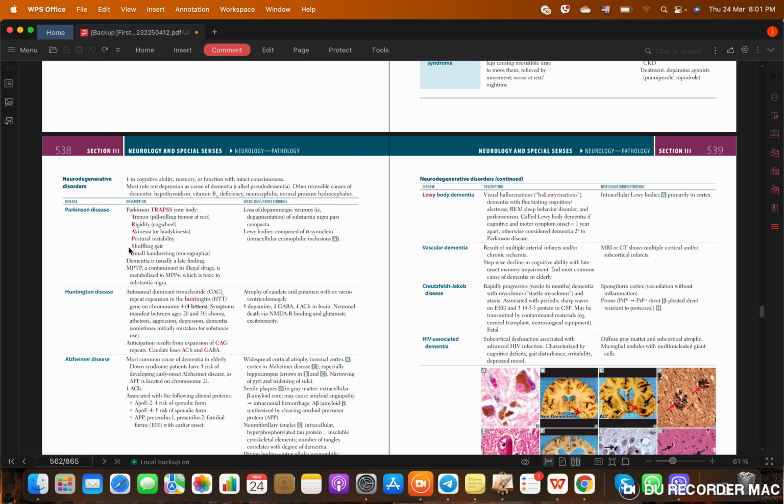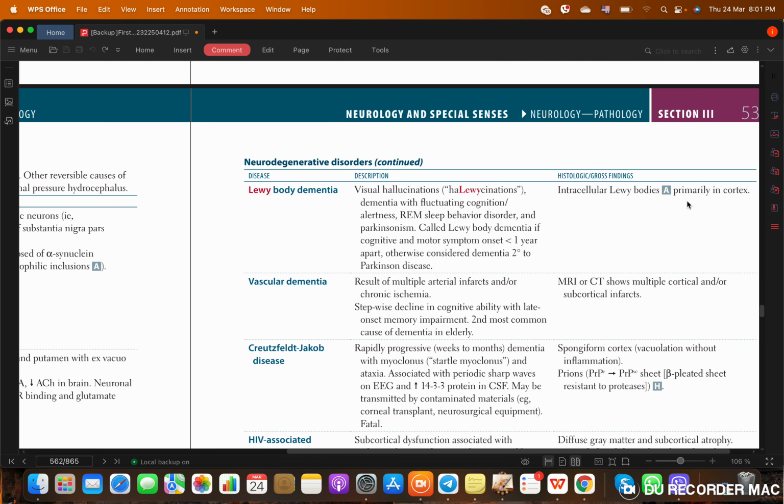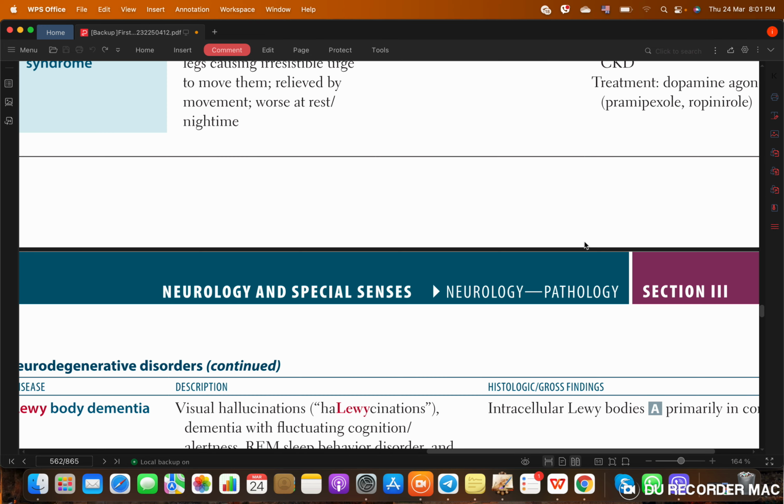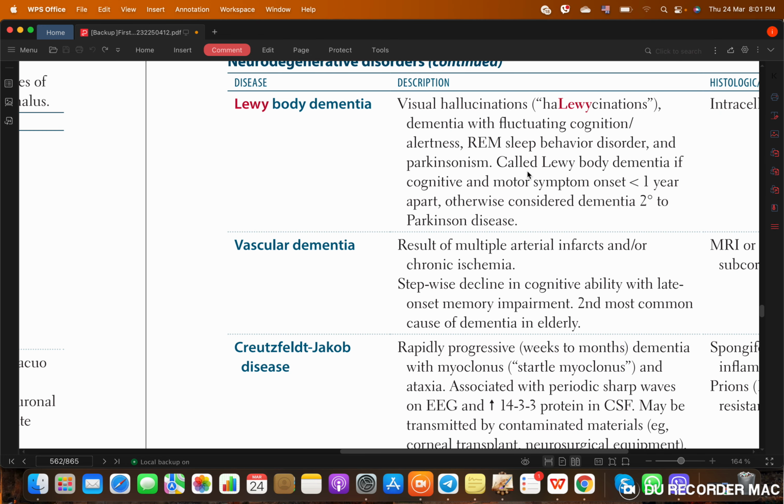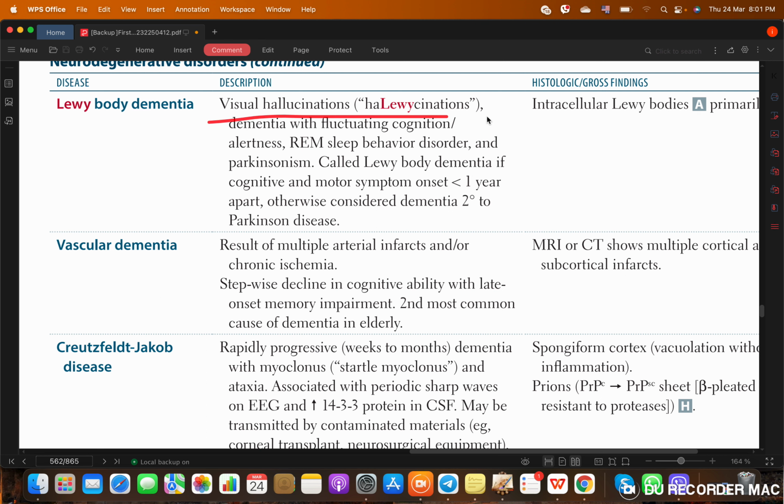So the next disease I'm going to speak about is Lewy body dementia. In Lewy body dementia, the patient will be able to see Lewy. That's how I imagine it. Basically, the patient will have visual hallucinations and dementia with fluctuating consciousness, but they will have actual visual hallucinations, which is rare. So dementia with fluctuating cognition and alertness, and REM sleep behavior disorder. Basically, this poor patient will be waking up from their sleep during the night with multiple nightmares, not night terrors, nightmares, because of REM sleep.